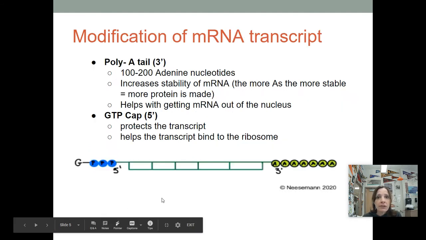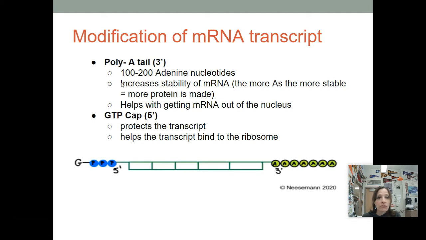Okay, so after the primary transcript is made, or the immature transcript, a couple things are done to make it mature. So the first thing is that we add this poly A tail, and that's a bunch of adenines stuck on the end of the tail, stuck on the 3 end side of messenger RNA. And what that does is it increases the stability of messenger RNA.